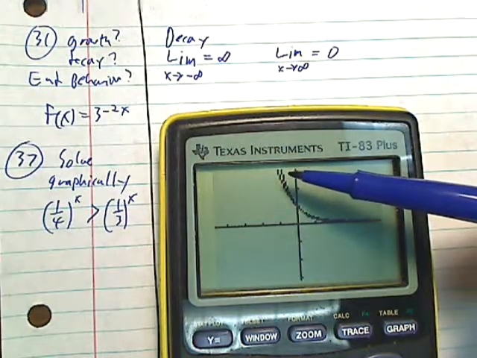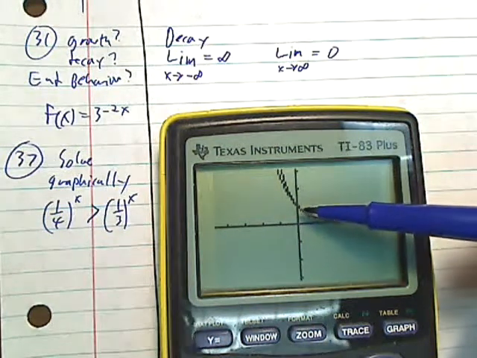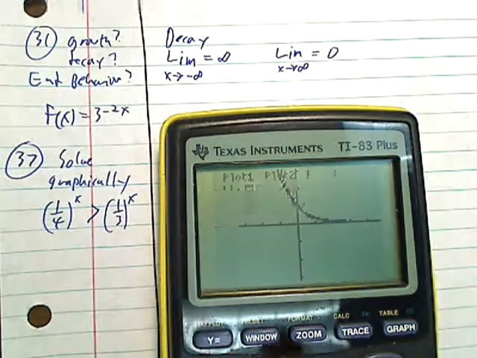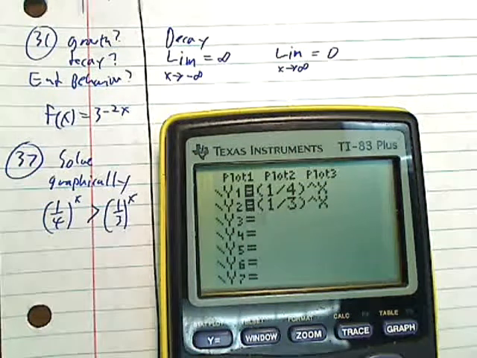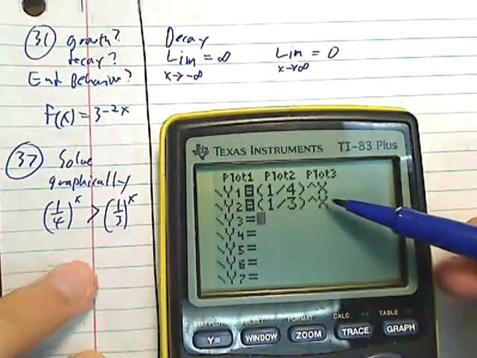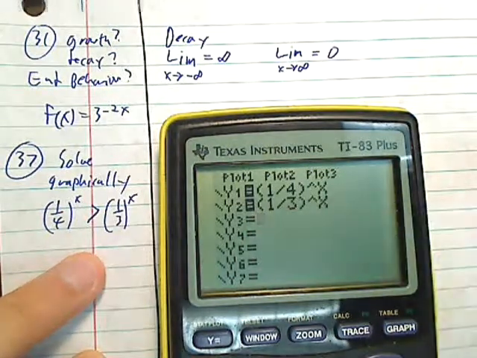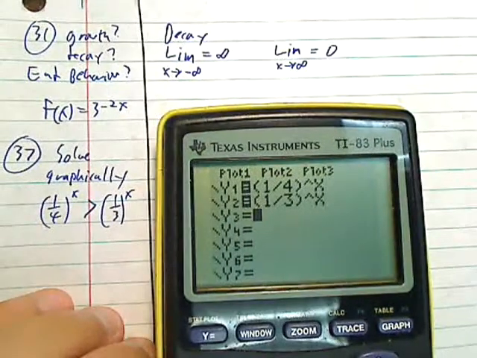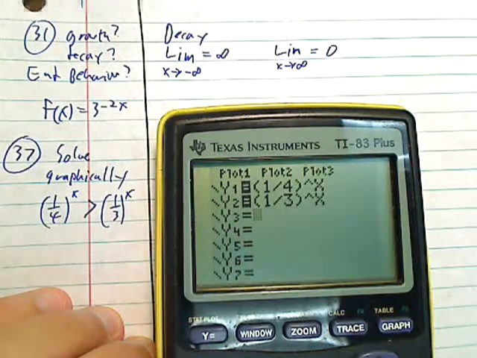It looks like 1/4 is greater until you get to 0. They cross over each other. Let me put this in here a little differently because I couldn't really see that very well. Let's go ahead and say, when is this one greater than this one? So when is y1 greater than y2? When is y1 greater than y2?